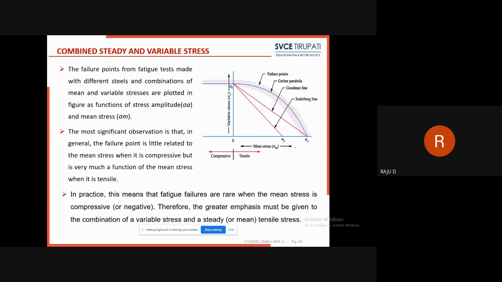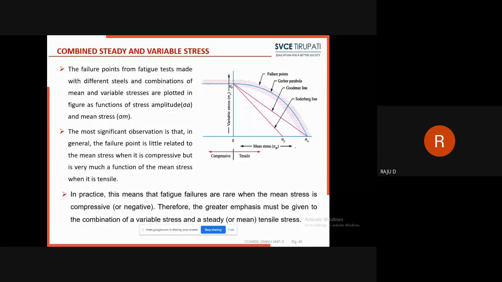But in our syllabus, the problems come only for Gerber and Soderberg. Sometimes they will ask for any one derivation, or sometimes we calculate the diameter of the bar based on the three theorems. Whenever they specify three theorems, then only we have to use three theorems. Otherwise, in the maximum number of problems we use only the Gerber method, Goodman line method and Soderberg method.